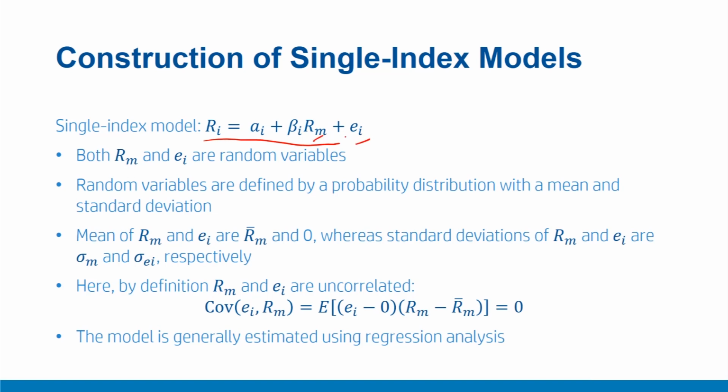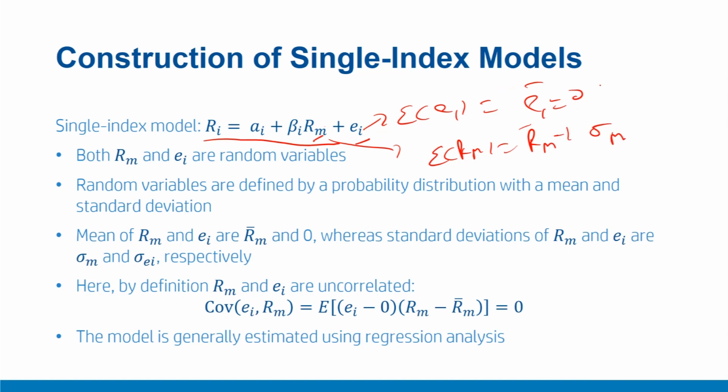Often random variables are defined by a probability distribution like a normal distribution with a mean and standard deviation. In this case, consider the mean of Ei as 0, as we discussed earlier, so the expected value of Ei is 0, and the mean of Rm, or expected value of Rm, as Rm bar, and their standard deviations as sigma m and sigma Ei.